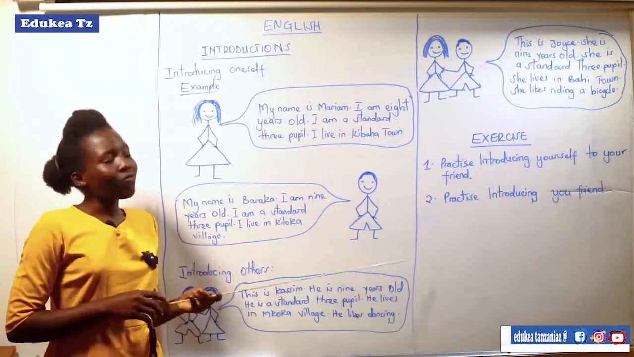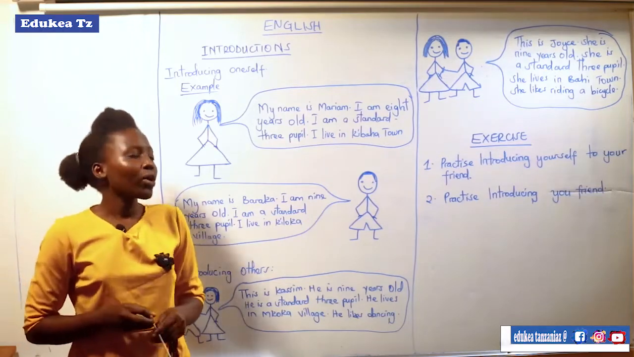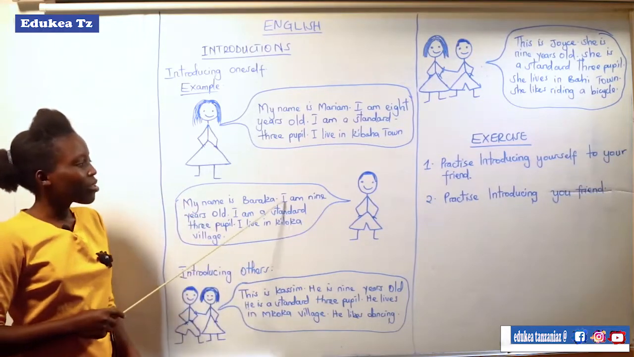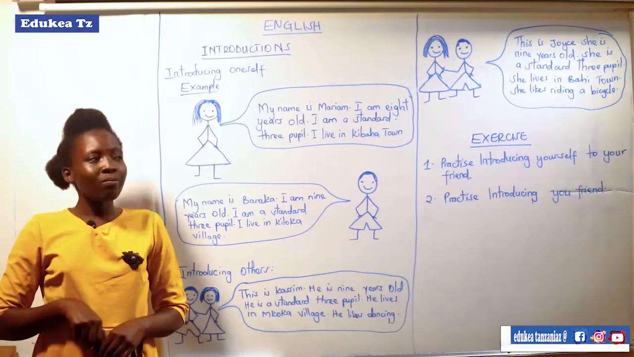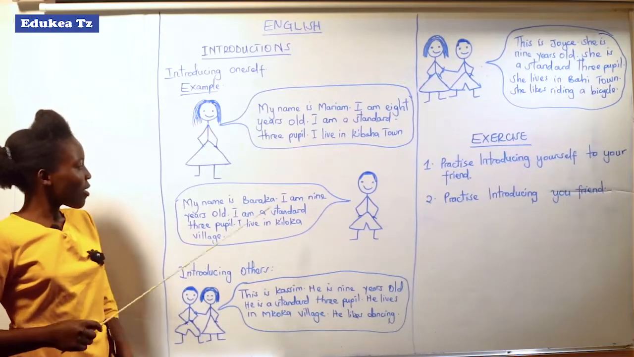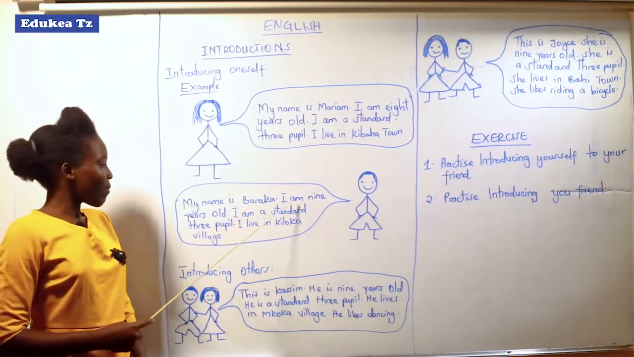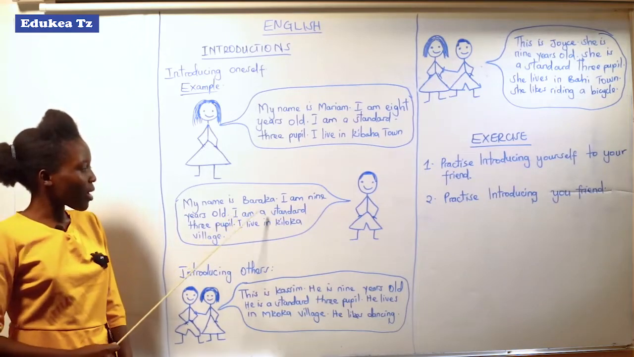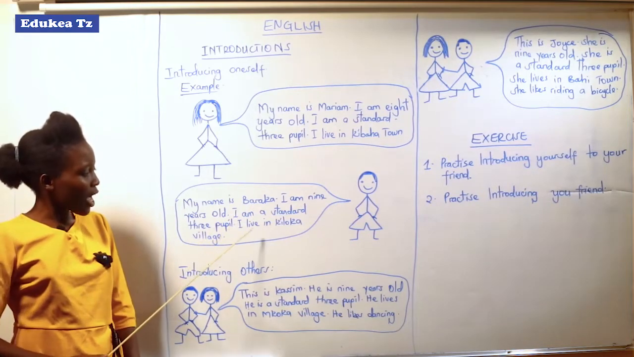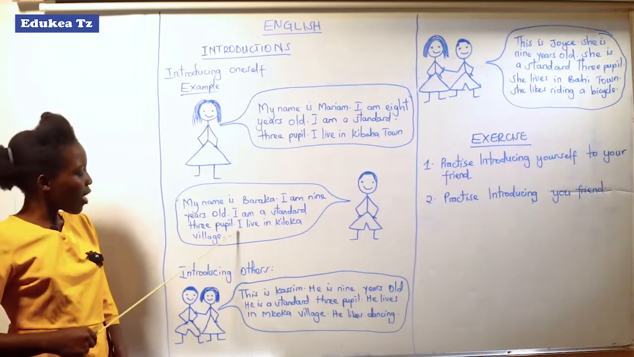After Mariam finished introducing herself, we can see how Baraka will introduce himself to Mariam. Baraka said that my name is Baraka. I am 9 years old. I am a standard 3 pupil. I live in Kiloka village.